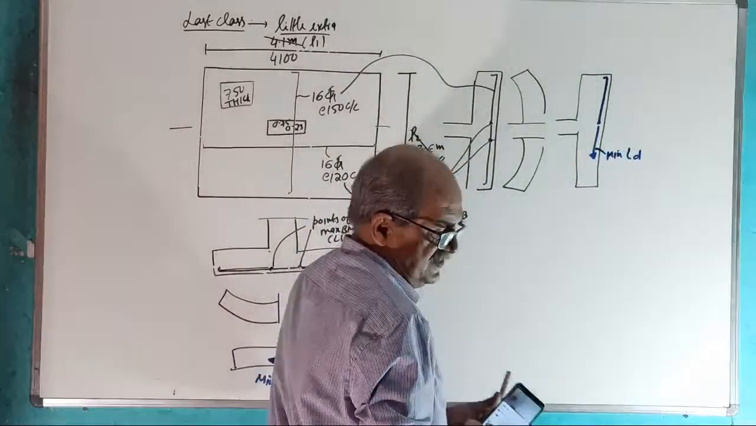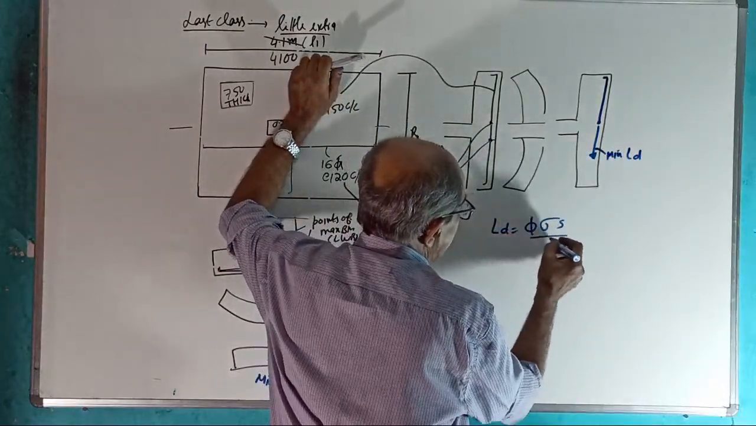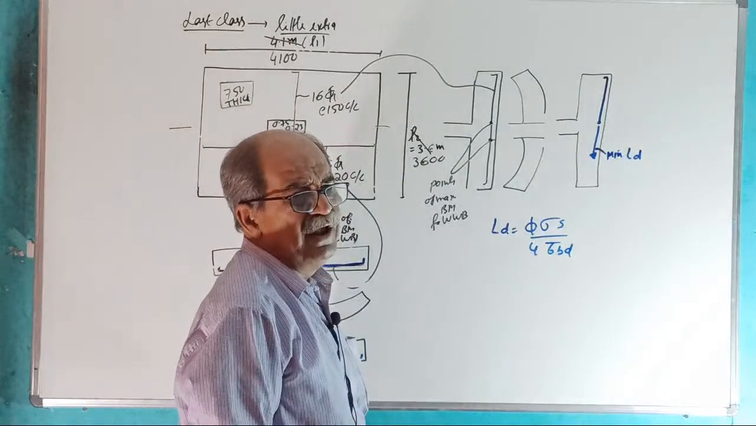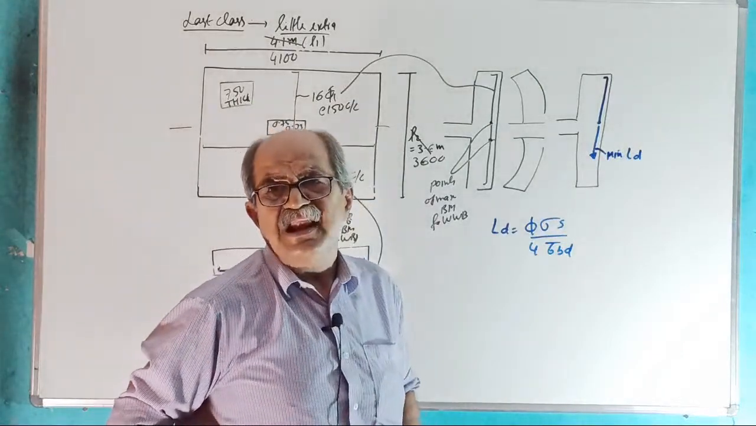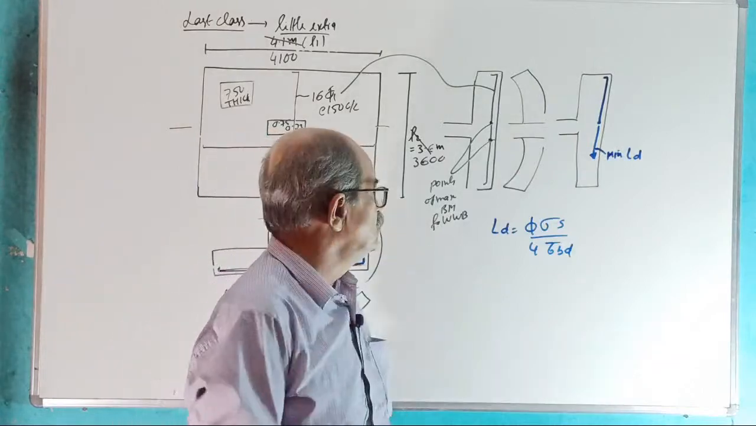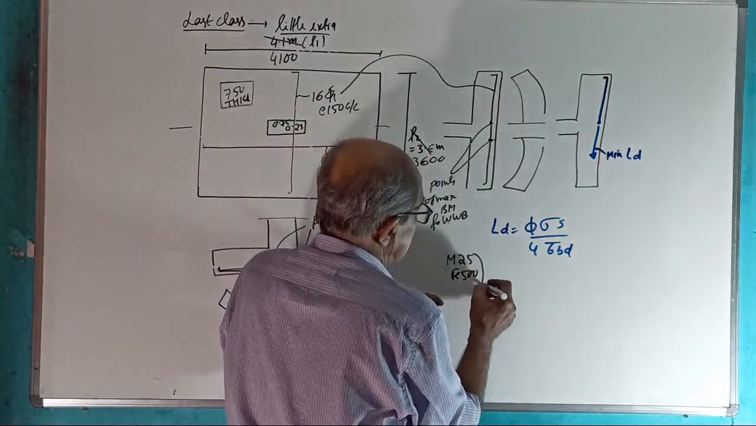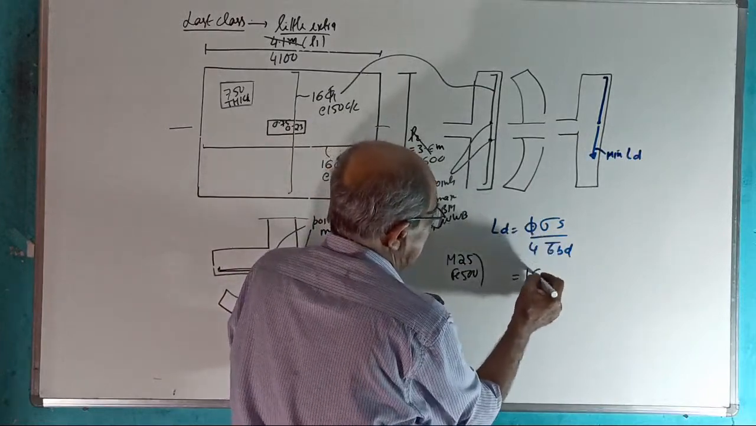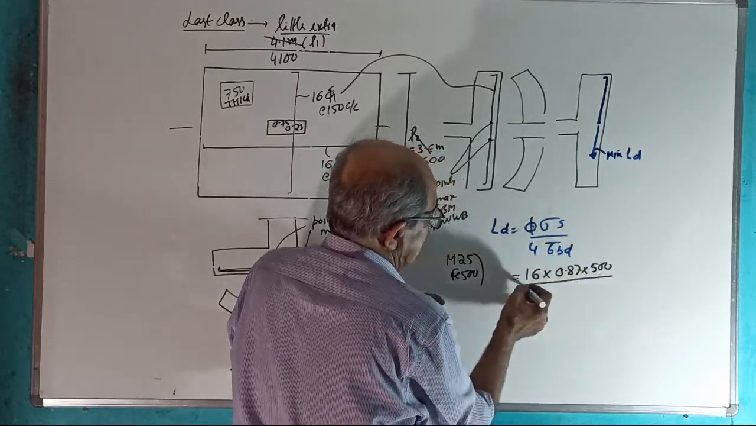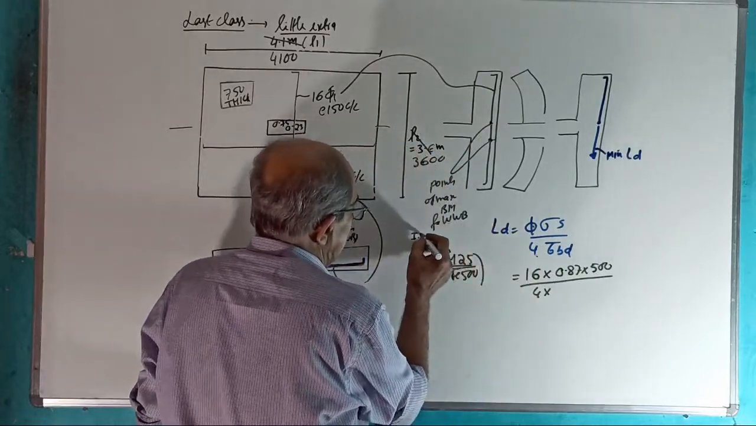LD means development length. Development length LD equals 5 into sigma s divided by 4 times tau BD. I will not explain much now, because I already explained it in earlier RCC classes. Anybody new for this one? It is your problem. So, for M25 concrete and Fe 500 steel, LD equals 5 into diameter 16, sigma s is 0.87 into 500, divided by 4 divided by tau BD.